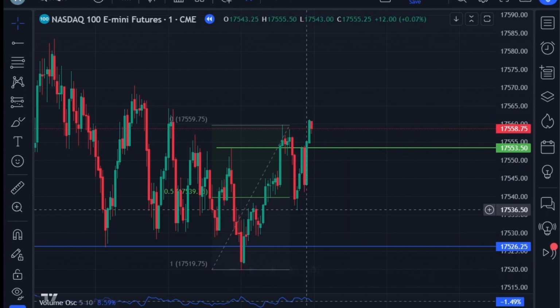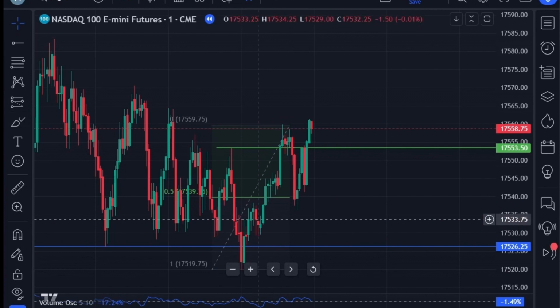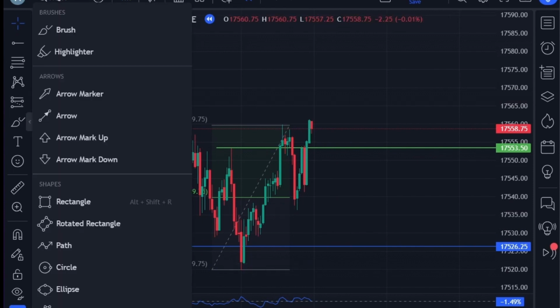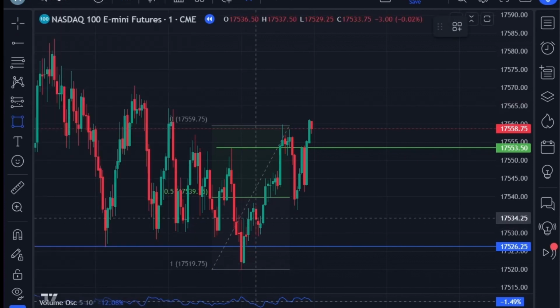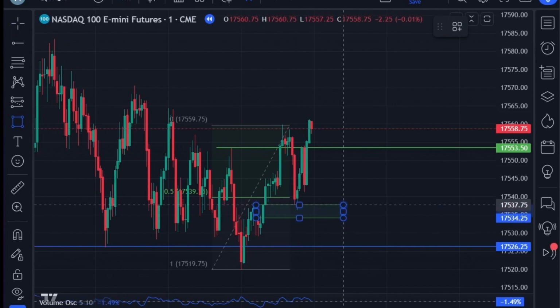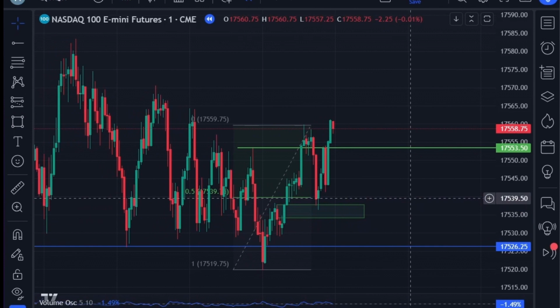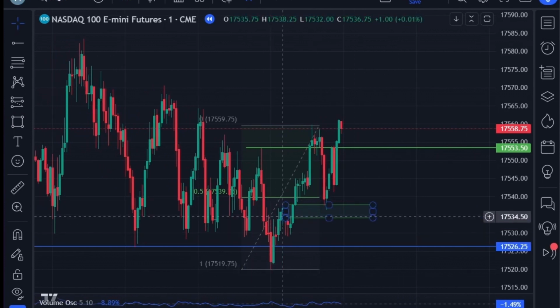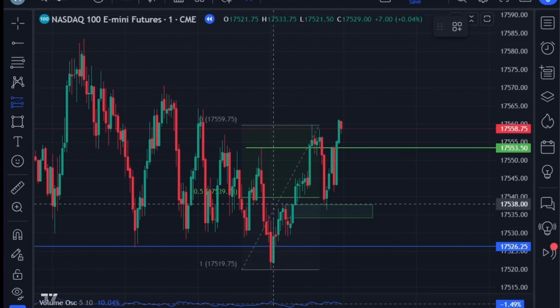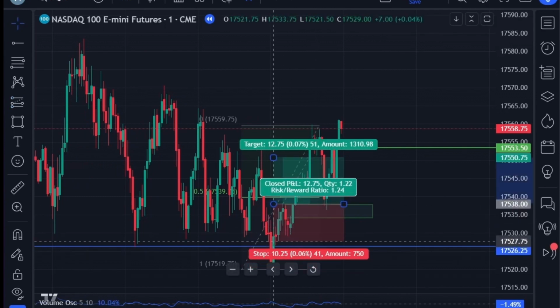And what entry could we do in this scenario? We could use the fair value gap here, alongside the order block, and take an entry from there. You could go long here and have our stops below the order block.